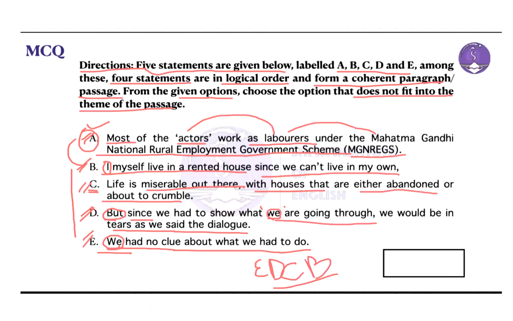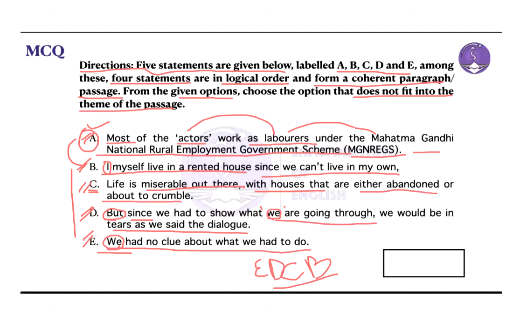But if you look into statement A, it introduces the broader context that most of these individuals, maybe one family, since all these five sentences belong to one family, referred to as actors, are actually working as laborers under the Mahatma Gandhi National Rural Employment Government Scheme, MGNREGS. So we could make an odd one out.